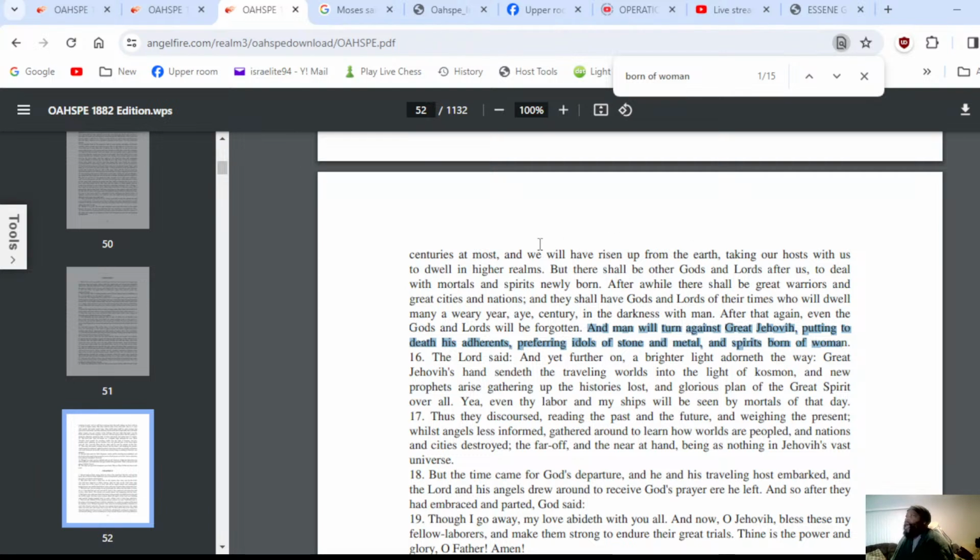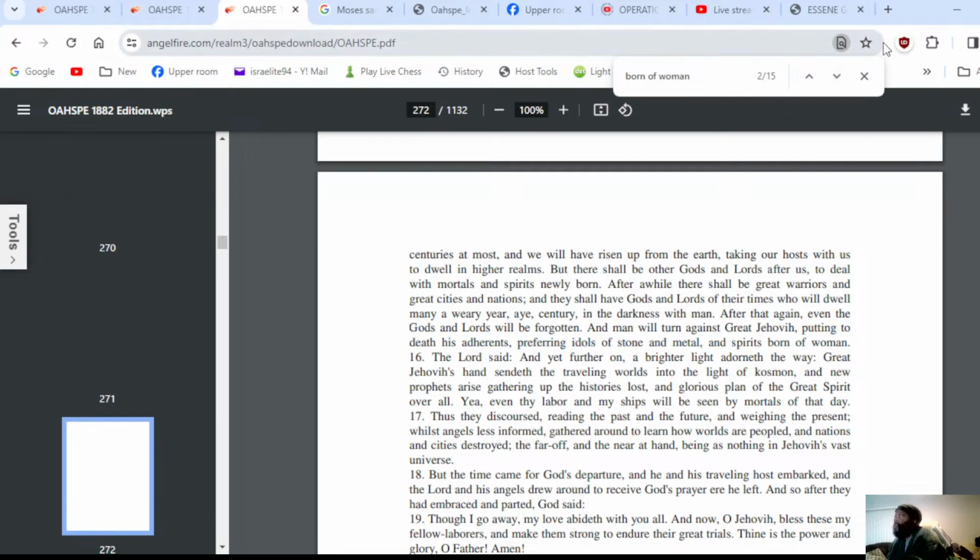That's where we are today. We got mostly brethren who worship idols of stone and metal and spirits born of women, both women and men. That covers a lot of people. And he says that we prefer idols, and then he lists them. He says spirits born of women. Messiah was born, Jesus Christ was born of woman. He's not to be worshiped. He is not the creator God. People do not know that.